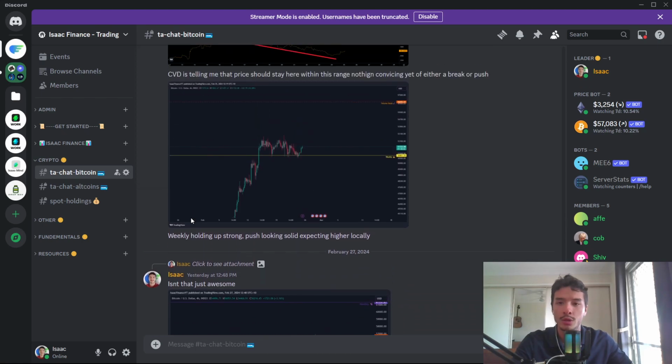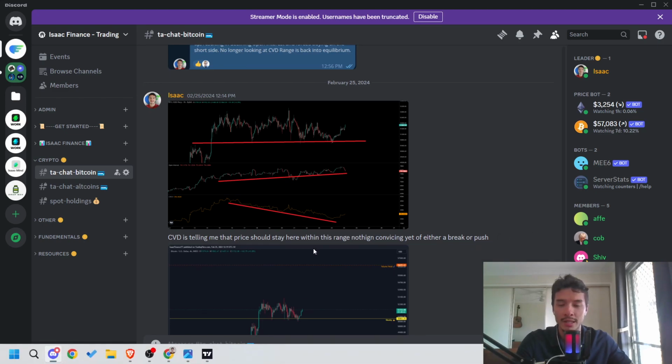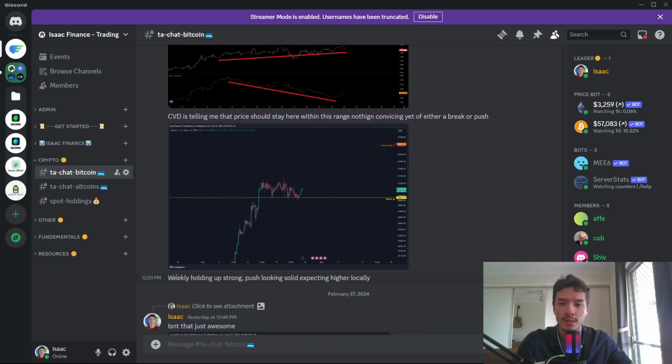Yeah, cool. So CVD price, that price is staying within the range. And I was saying that at that level right there, we saw that bullish divergence. I wasn't expecting it to break out, but I also wasn't expecting it to shoot up as fast as it did, right? But it did. So that's the crazy thing about this. And then after that, I posted this.